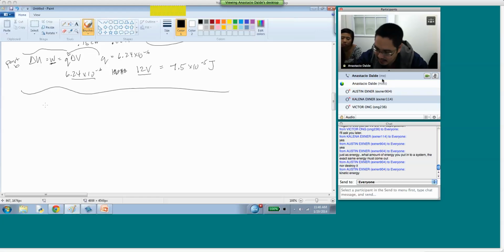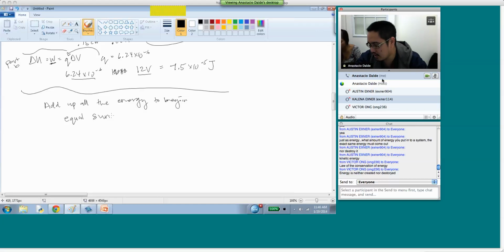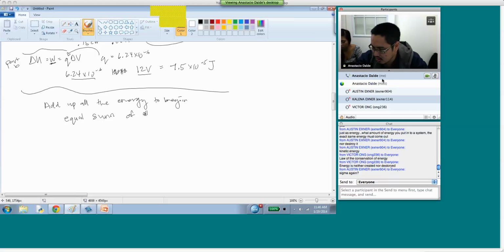That means if I add up all the energy to begin with, that would have to equal the sum, which means add up, of all energy in the end. One way to write this mathematically is to say that sigma U initial is equal to sigma U final.